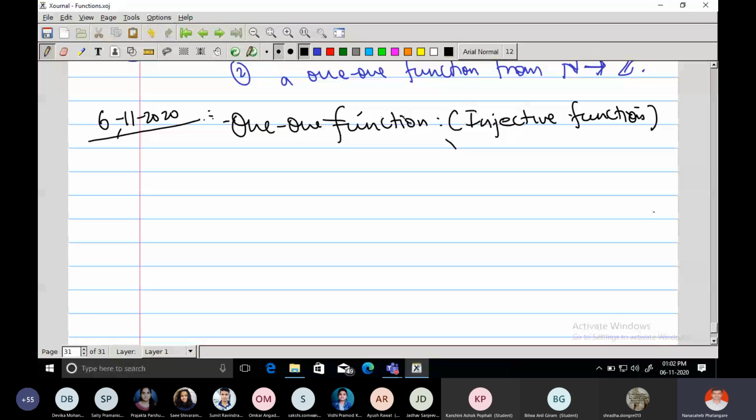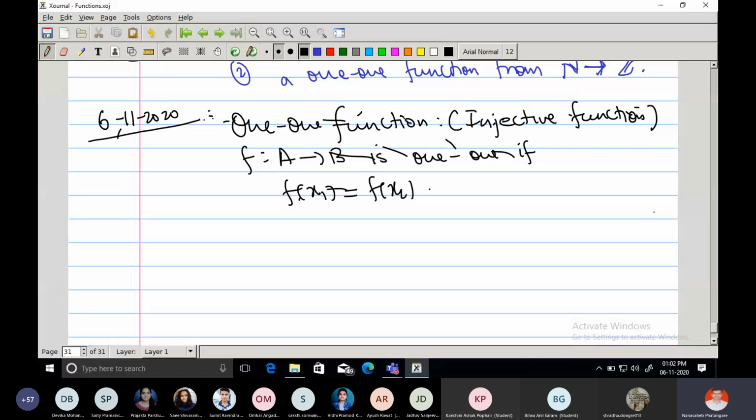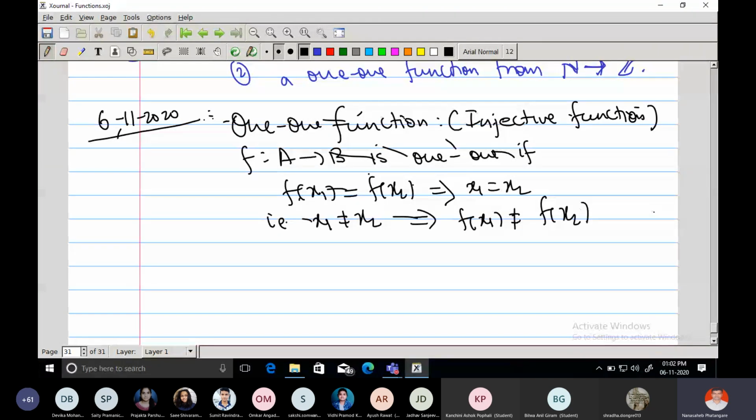So what is a one-one function? f from A to B is one-one if f of x1 is equal to f of x2, then x1 is equal to x2, or if x1 is not equal to x2, then f of x1 is not equal to f of x2. So this is what we discussed. Distinct points go to distinct points in the codomain.